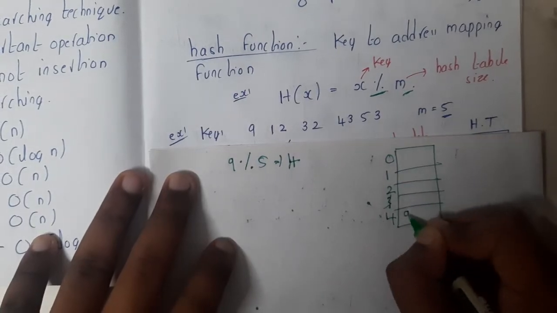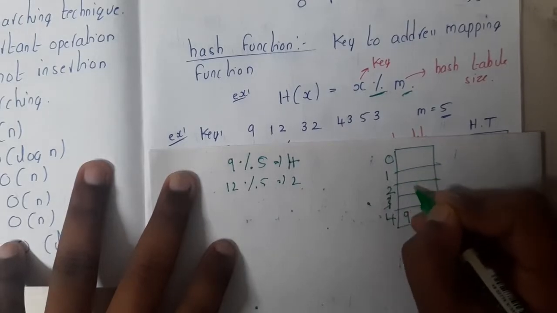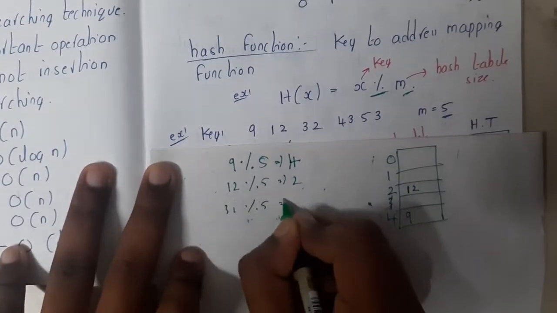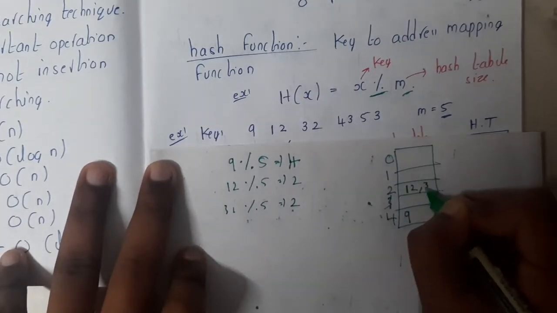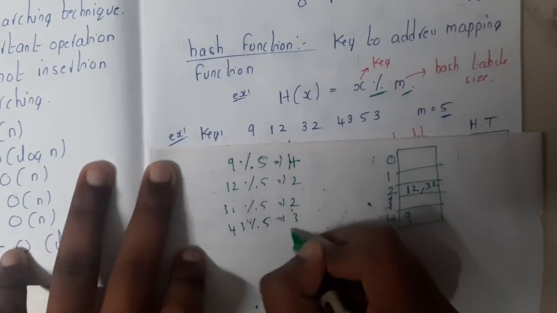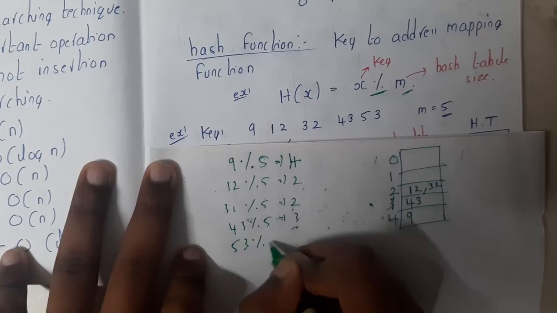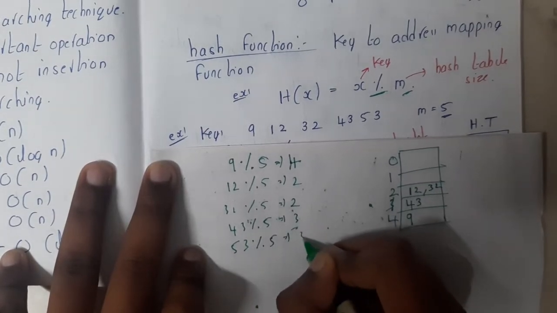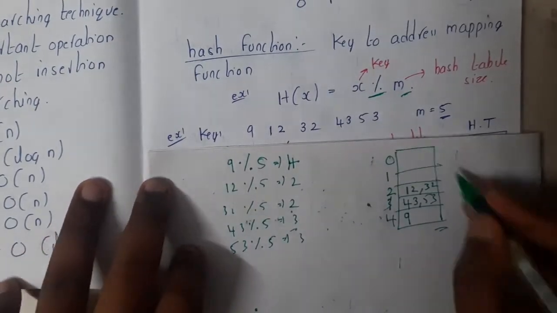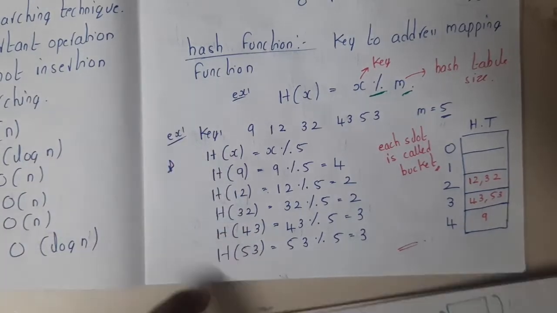We got 4, so let us put 9 here. Similarly 12 mod 5 equals 2, so it will come here. 32 mod 5 is also 2, so 32 will come here. 43 mod 5 is 3, so 43 will come here. Similarly 53 mod 5 is also 3, so here we will get 53. Got it? So this is your hash table. That's exactly what is written here also.